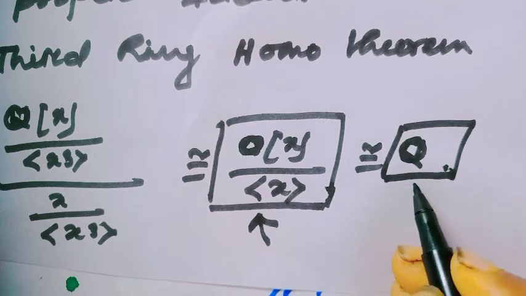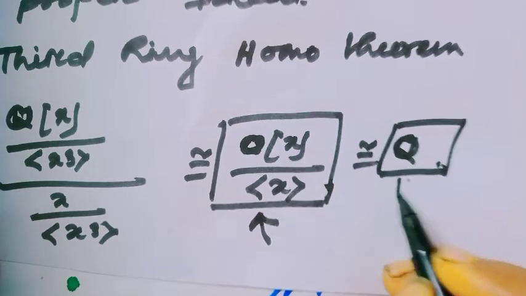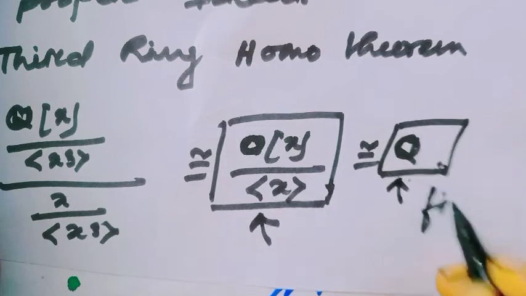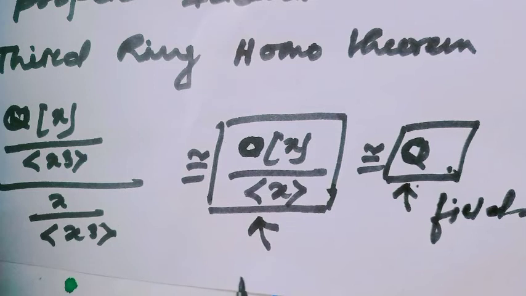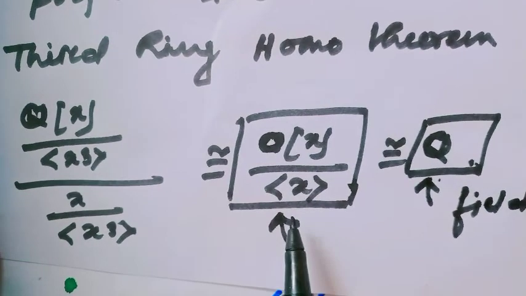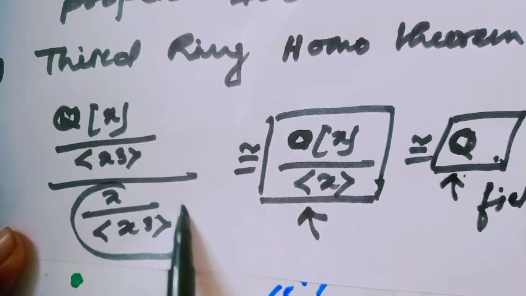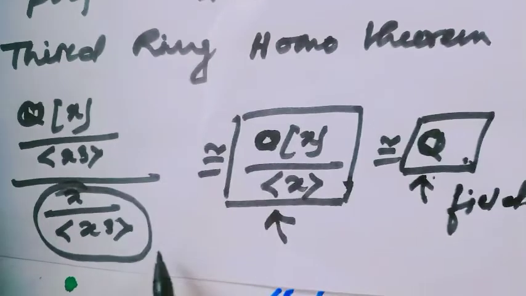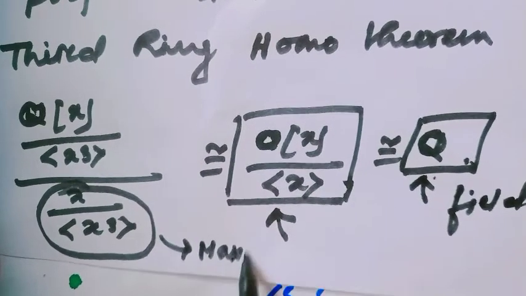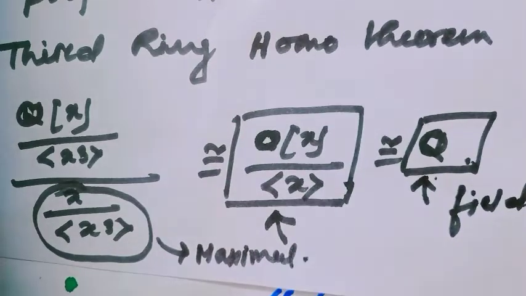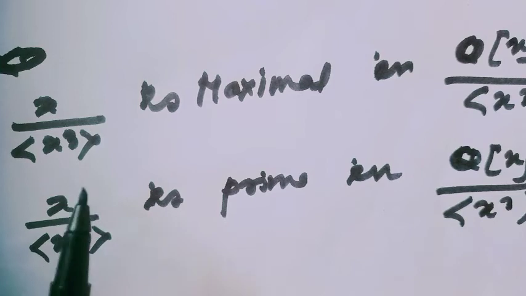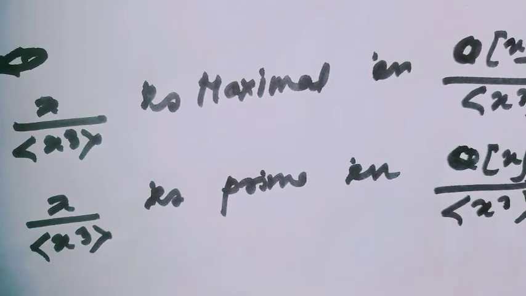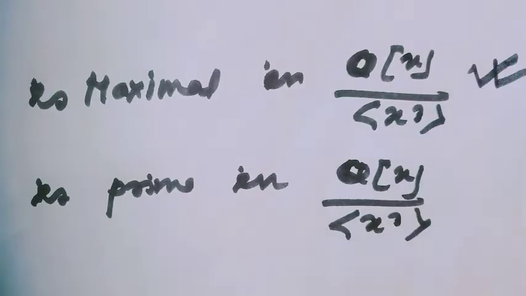Now by this property, since Q is a field, we can tell obviously this ideal is a maximal ideal. Okay? That means this ideal, the ideal generated by x mod the ideal generated by x^3, is a maximal ideal in the ring Q[x] mod the ideal generated by x^3.